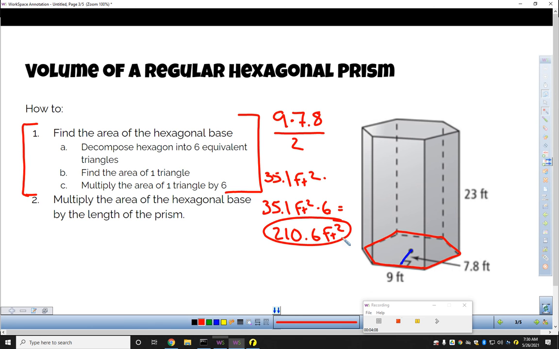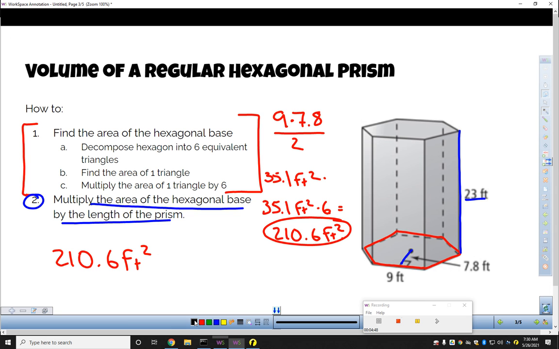Okay. Now, to find the overall volume, in step 2, I take the area of the base and multiply it by the length of the whole prism. This is kind of like a loaf of bread. Every single one of our slices is going to be the same area of the base, and how many slices are in my loaf of bread? Well, that'd be 23 slices. So I take the area of my base and multiply it by the height of the whole prism.